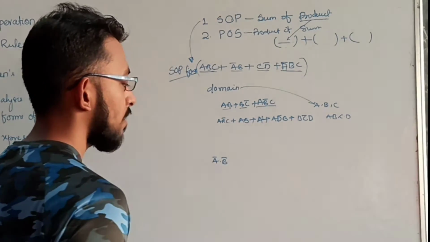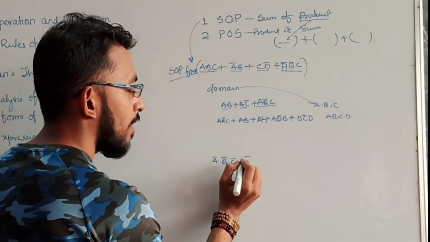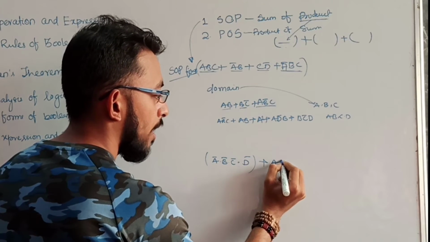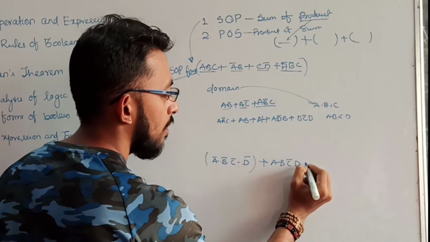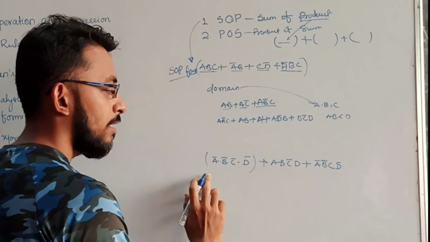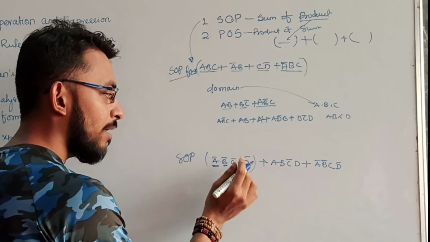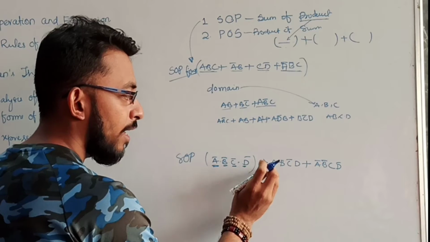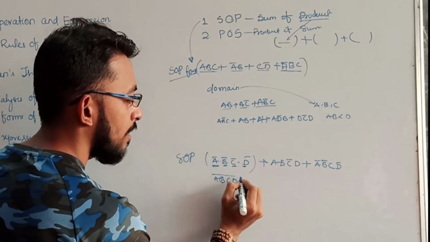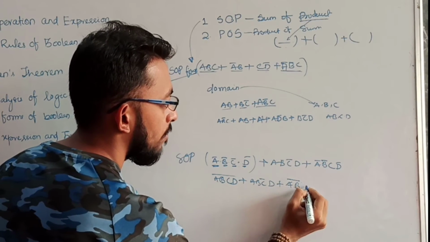Remember, A bar B bar dot C bar plus D dot D bar is a product term, no problem. Product term plus A B C bar D plus A bar B bar C D bar. This is a sum of product form, because each variable may have a bar, and they are ANDed and then ORed. This is possible: A B C D plus A B C bar D plus A bar B bar C D bar.